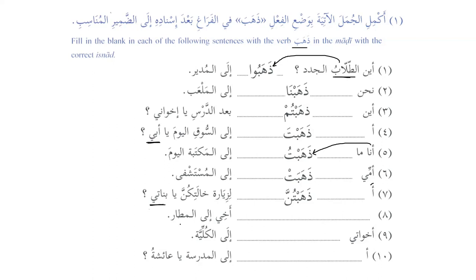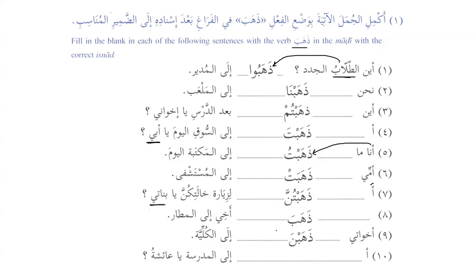أخي إلى المطار. So we will say ذهب أخي إلى المطار. My brother went to the airport. ذهب أخي. Then we have أخواتي, my sisters. So أخواتي ذهبنا إلى الكلية. My sisters went to the college. And then we have the last one, إلى المدرسة يا عائشة, talking to Aisha.